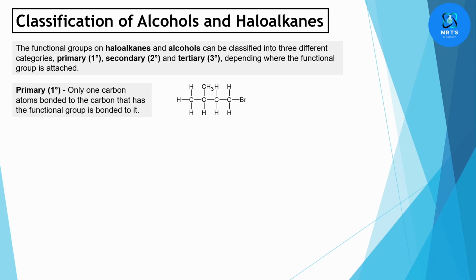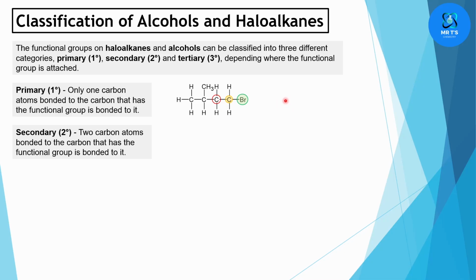Well, here is an example of a primary haloalkane. It's a primary haloalkane because the bromine functional group, the halogen, is attached to this carbon that we've just shown here. It is bonded to one other carbon. So we're looking at the carbon that the halogen is attached to. How many other carbons is it bonded to? It's bonded to one, so this is called a primary haloalkane.